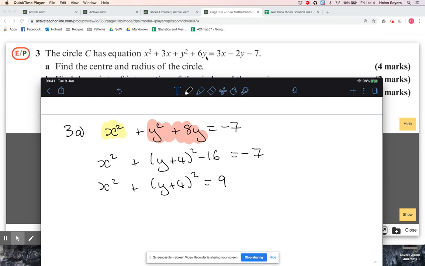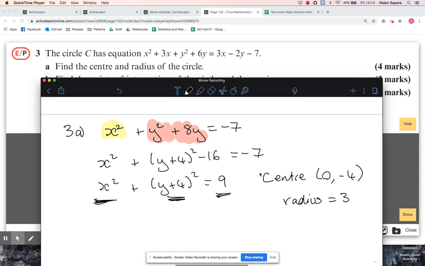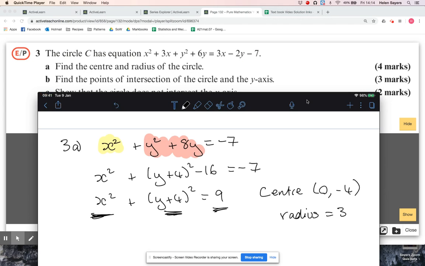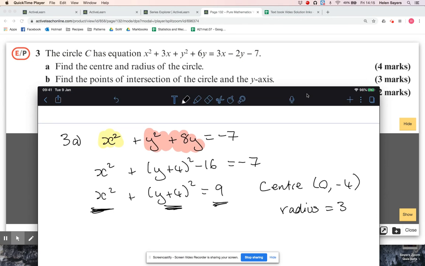That's what I need to do, but they've specifically asked me to interpret the centre. If it's just x squared, the centre has x as 0, and y is minus 4, and the radius is the square root of this. So radius is 3. If the radius ends up as a surd, you're fine to leave it, so say that was 10, you'd be fine to leave it as root 10. If this is a square number, then you need to evaluate it as an integer, or as a rational number. Find the points of intersection of the circle and the y-axis.